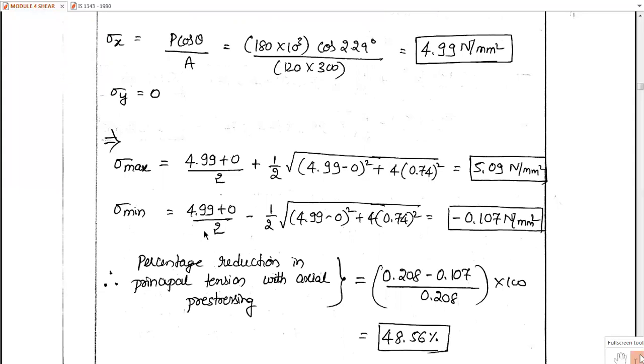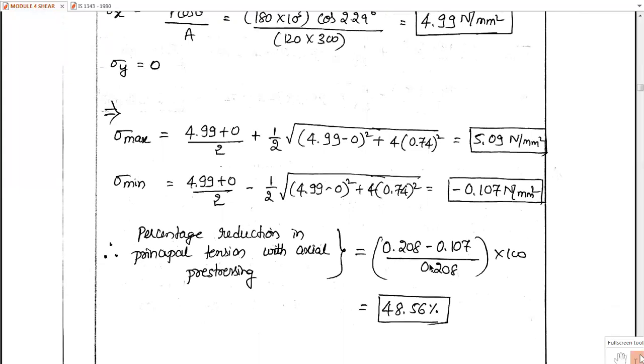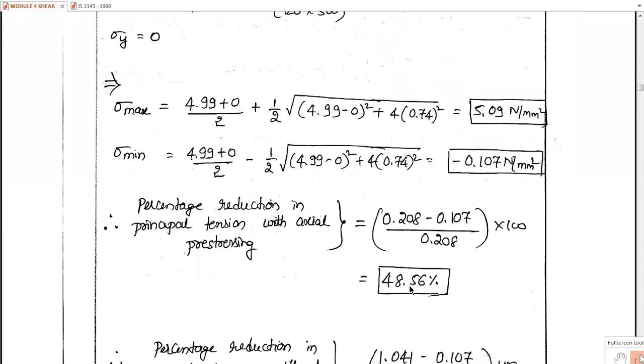In case of axial pre-stressing, we got the value as 0.208, but with the parabolic pre-stressing, we got the value as 0.107. Now, what will be the percentage reduction when compared with the axial pre-stress? It is going to reduce about 48.56% for this problem. Means by doing the parabolic pre-stressing, again we are going to reduce the principal tension when compared with the axial pre-stressing.